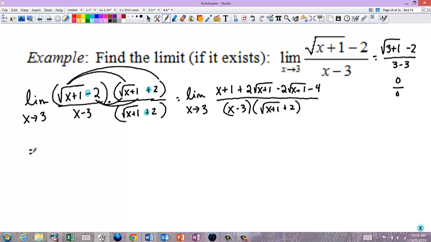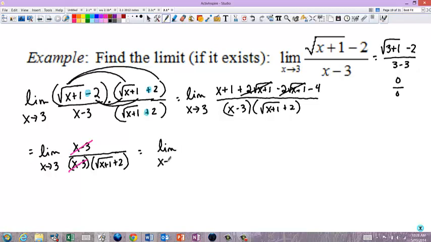Equals the limit as x approaches 3. I'm going to clean it up. These cancel out, so it's just x plus 1 minus 4, which is x minus 3, over x minus 3 times the square root of x plus 1 plus 2. The x minus 3's cancel away. So at this point, you're left with the limit as x approaches 3 of 1 over the square root of x plus 1 plus 2. And now we directly substitute the 3 in.